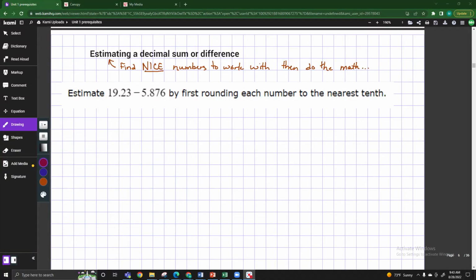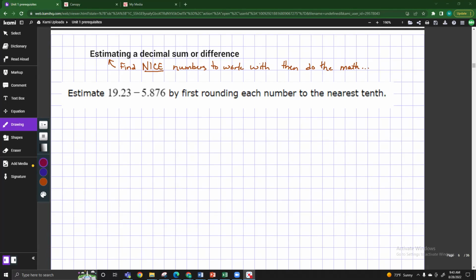All right, so we're going to talk some estimation. So we're going to estimate a decimal sum or difference. Estimating always means we are looking for the nice numbers to work with before we do anything else. So we're kind of saying, how close is this number to a nicer number? And then we're really going to be working with stuff that is easier to think about.